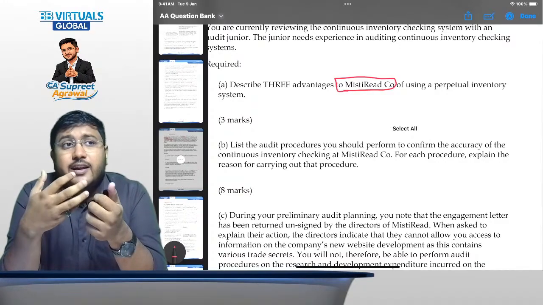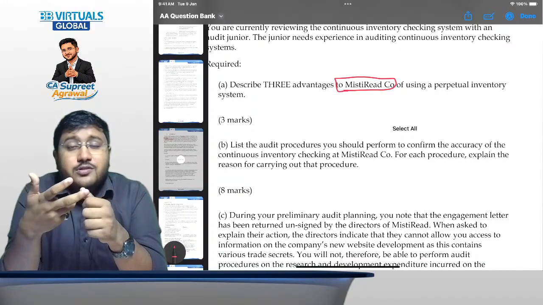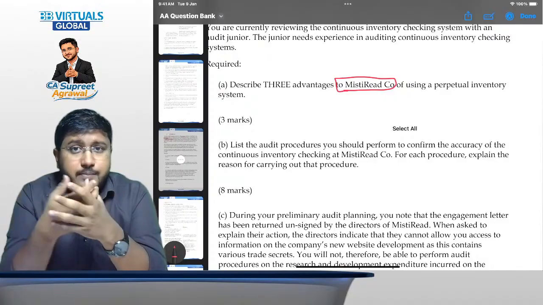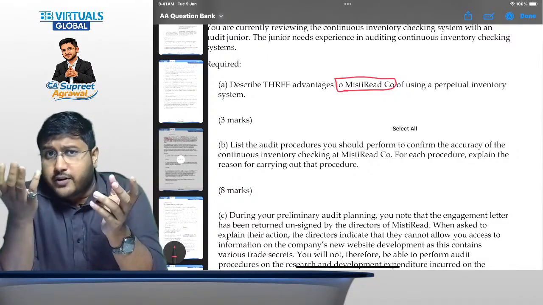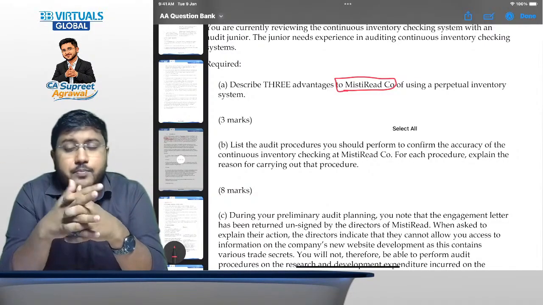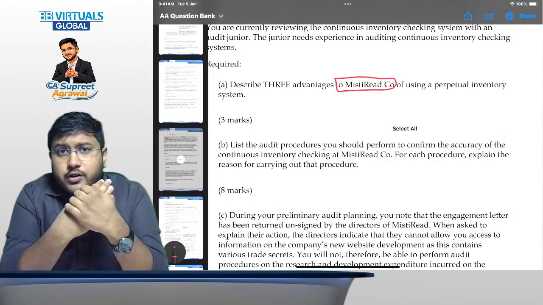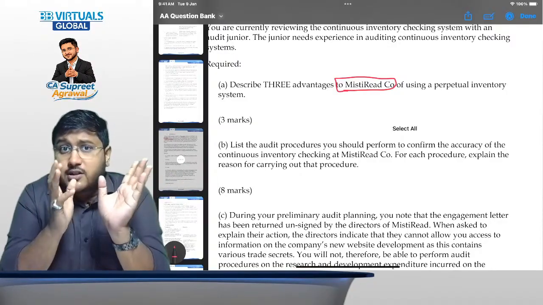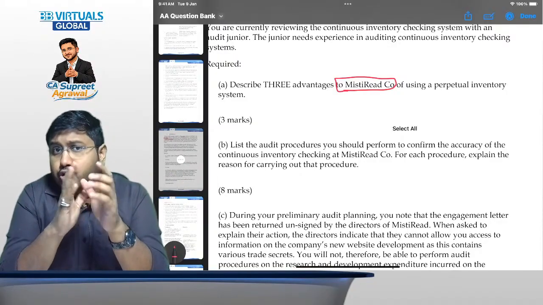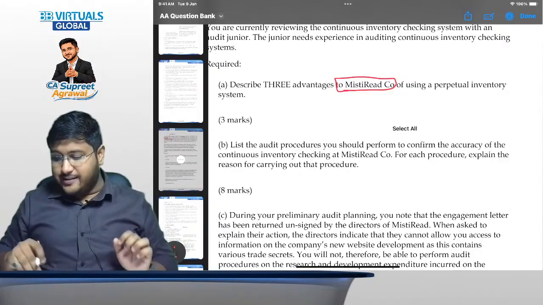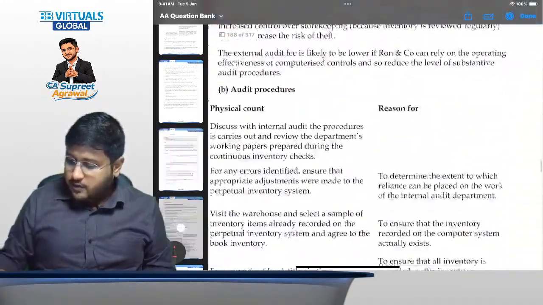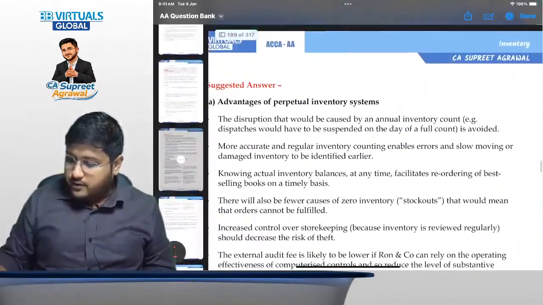Second, management becomes much easier because reordering becomes easier with the perpetual system rather than a periodic system, because at the end you will get to know the data. Then, reporting, which is a very important part of compliance, also becomes very easy. Now let's discuss the answer to this one first, then we will jump to the next one.